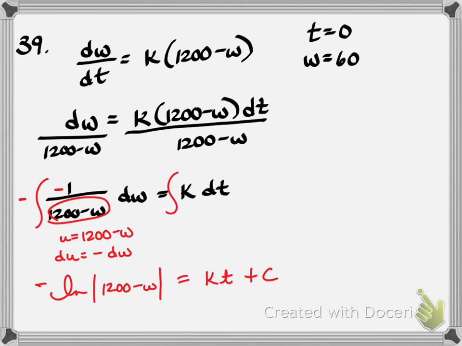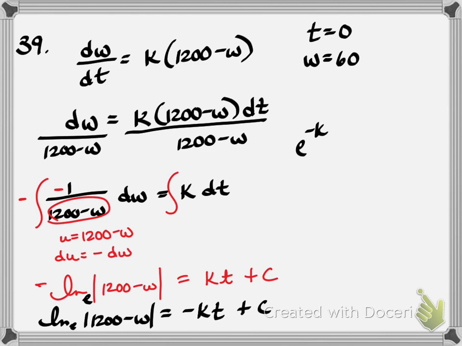So let's give the base of e. Do I want to divide by the negative? Yeah, let's divide by the negative in front of that log. So it'd be ln base e of 1200 - w equals negative kt. It's not going to affect the c though, it's a constant, so we'll just leave it positive. All right, so do the swoop. e to the negative kt + c is equal to the absolute value of 1200 - w.